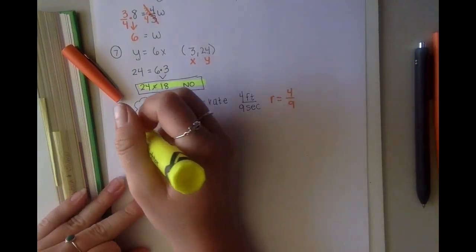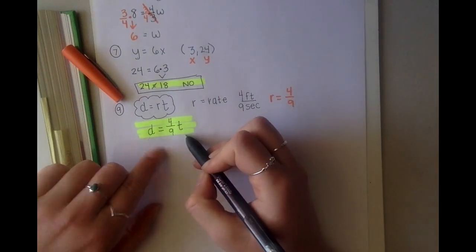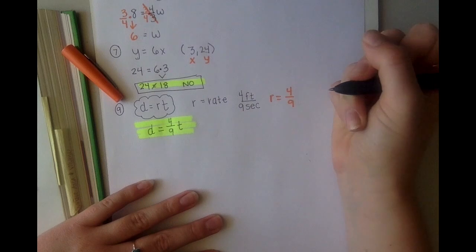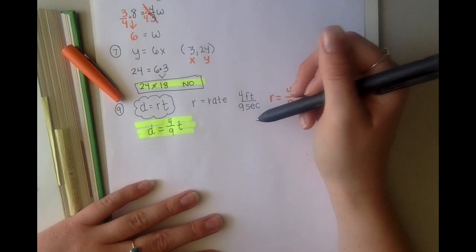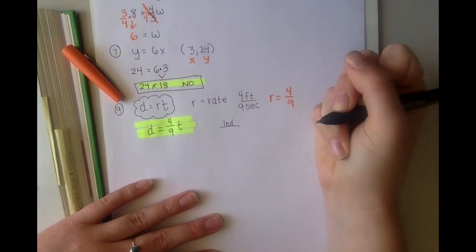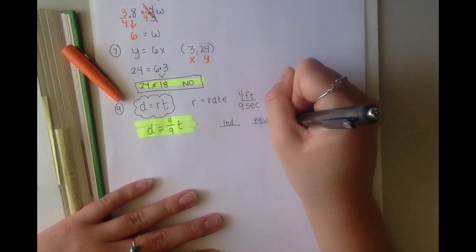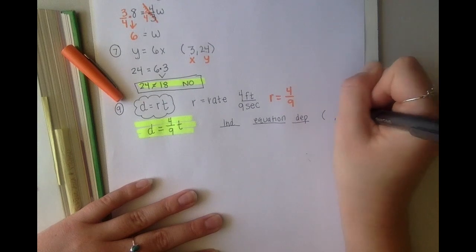And now I want to graph it. Well, to graph this, I need ordered pairs. So what I can do is say, I want to know what is my independent variable and dependent variable, because I'll have my independent variable, I'll have my equation, and then I'll have my dependent variable, and then here's my ordered pair.